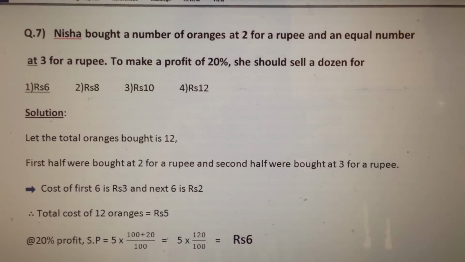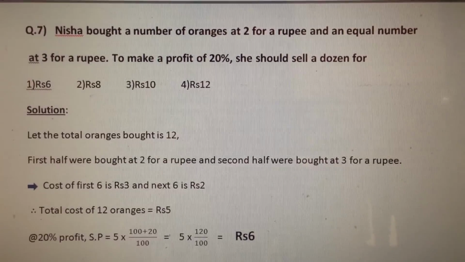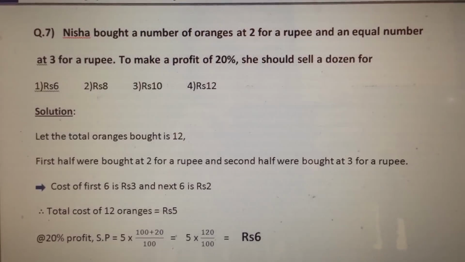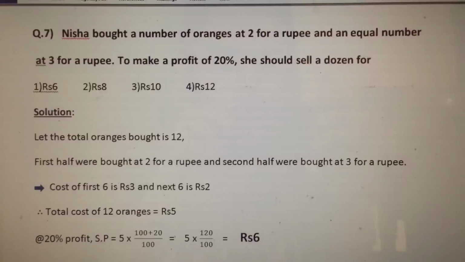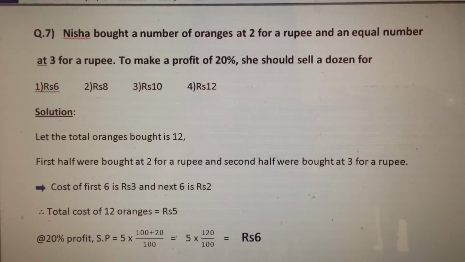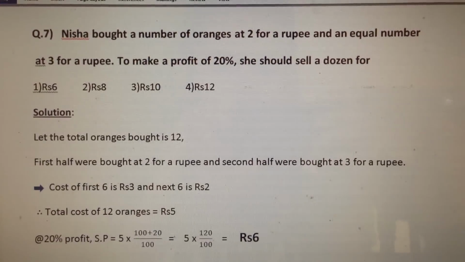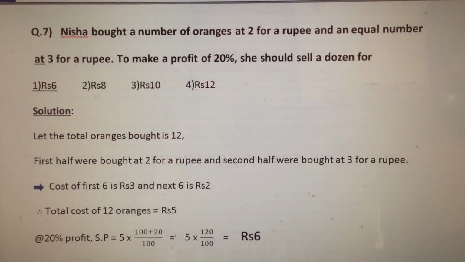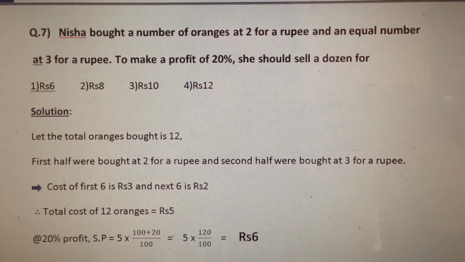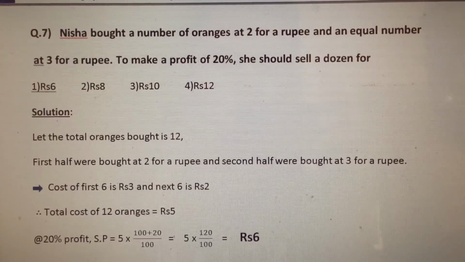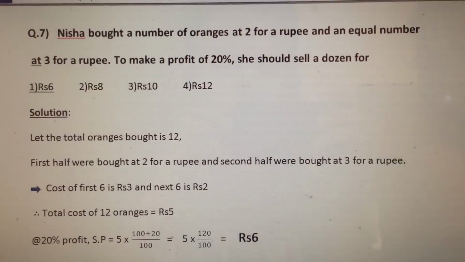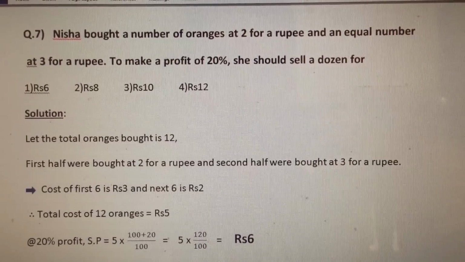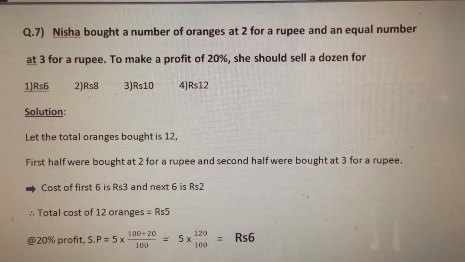Next question. Nisha bought a number of oranges at 2 for a rupee and an equal number at 3 for a rupee. To make a profit of 20%, she should sell a dozen for. Now let us assume that the total number of oranges bought is 12. It is given that she bought an equal number at 2 for a rupee and an equal number at 3 for a rupee. So let us assume the first half were bought at 2 and the second half were bought at 3 for a rupee.